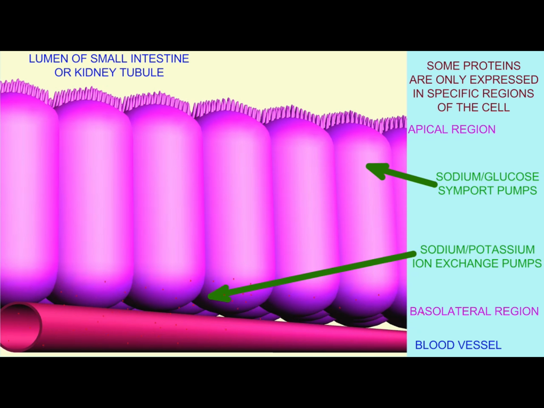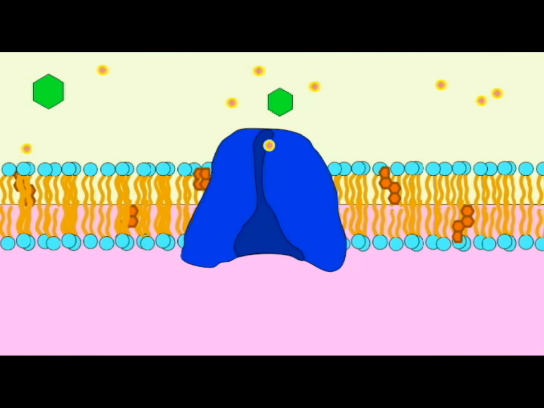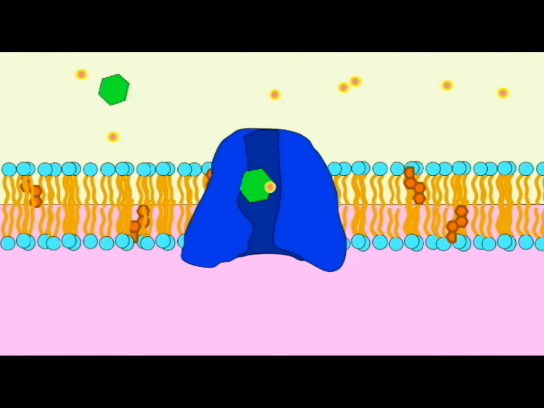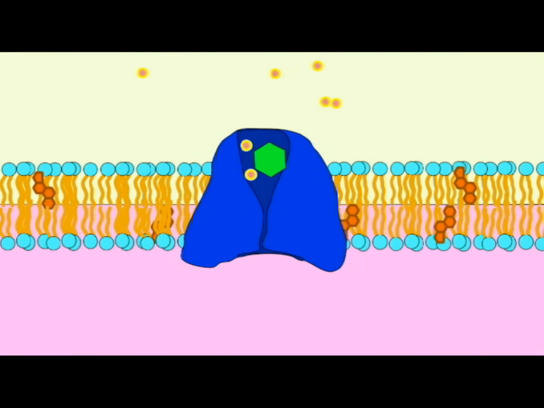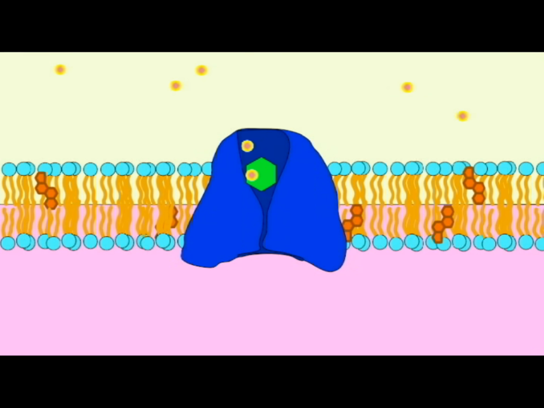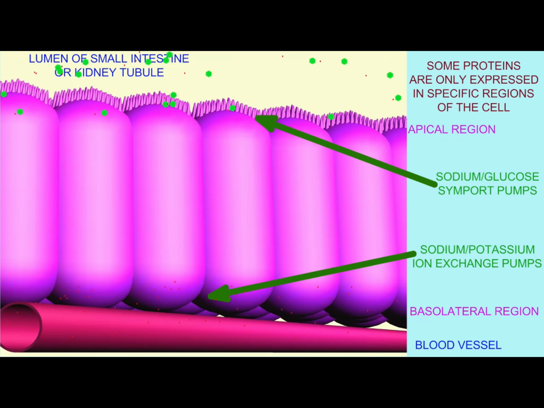This symport pump takes advantage of this gradient and allows sodium to go from an area of high concentration to low, but only if a molecule of glucose follows it. Thus, glucose is absorbed from the lumen, taking advantage of this sodium gradient, and enters the cell. There are other facilitated diffusion pumps which will allow glucose then to enter the blood subsequently.